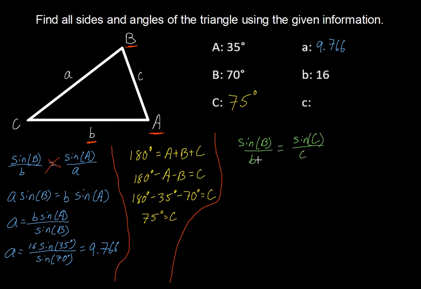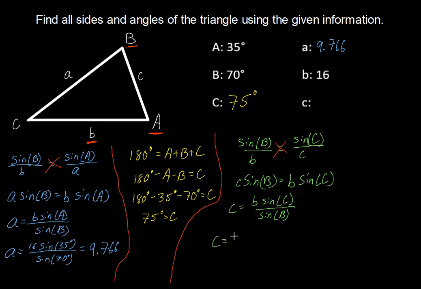So sine of capital B divided by b equals sine of capital C divided by little c. Because it's a fraction equals a fraction, I'm allowed to cross multiply. C, excuse me, that looks like a capital C. Little c sine of B equals b sine of C. To get lowercase c by itself, I divide both sides by the sine of capital B. So b sine of C divided by the sine of capital B.